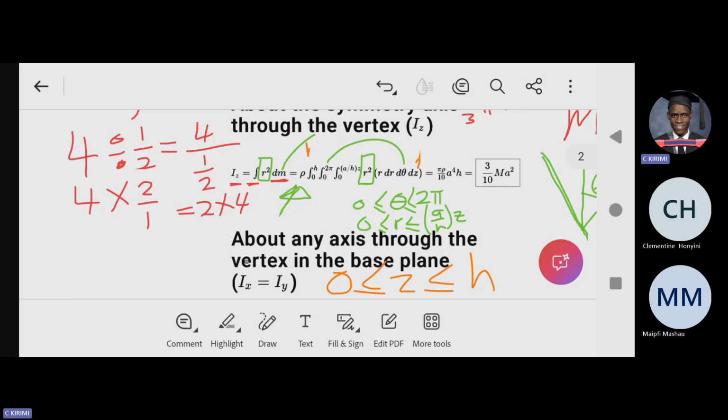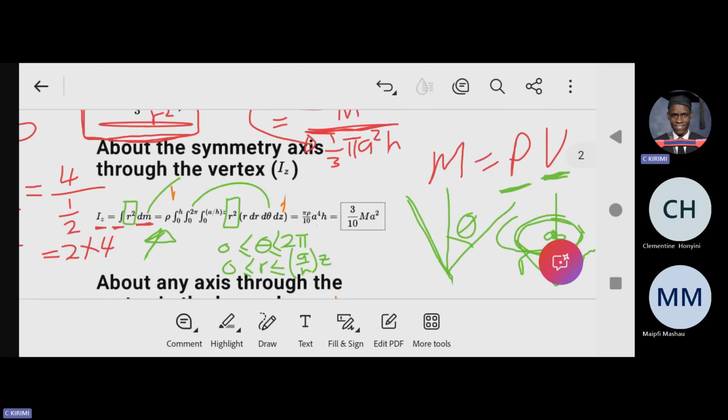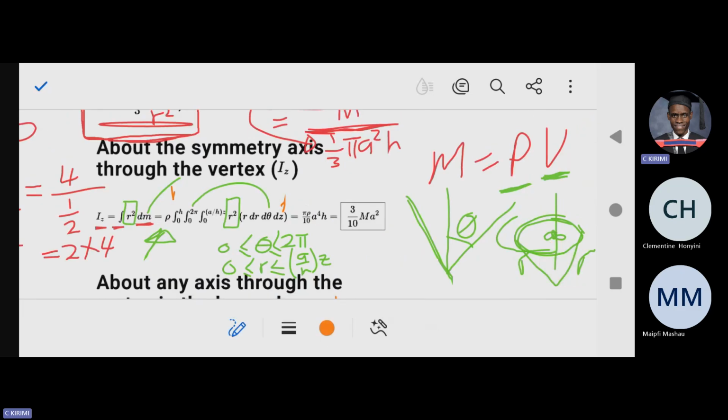Whenever you want to replace volume, that's how you replace the volume. Remember we said density, we said mass, that dm. We replace the mass, dm, by using density, which is rho, multiplied by the volume element. So whenever you replace dV, you are replacing it with r dr d theta dz.